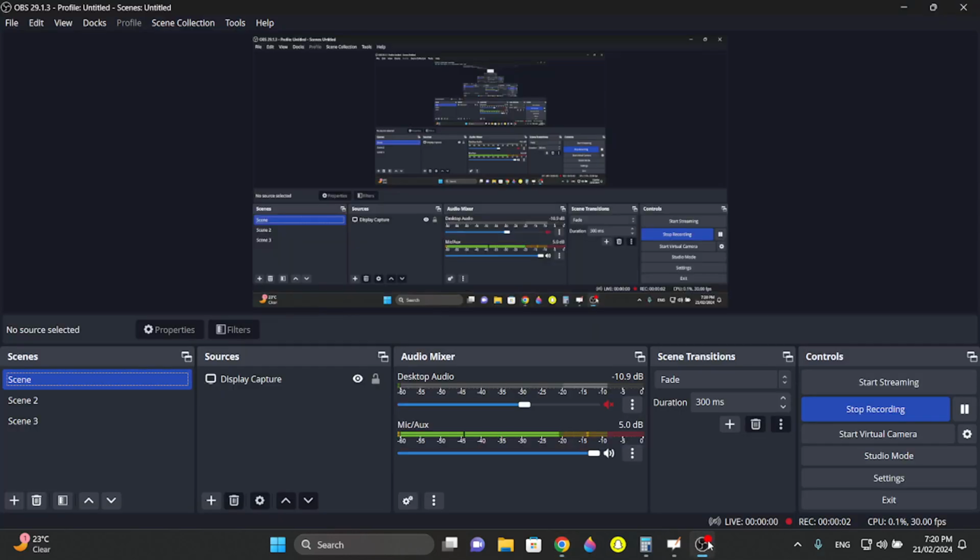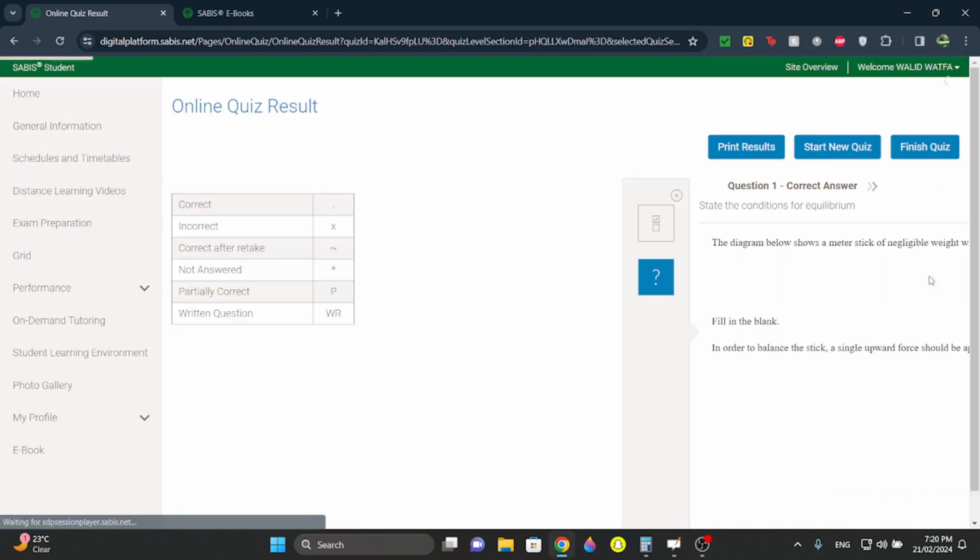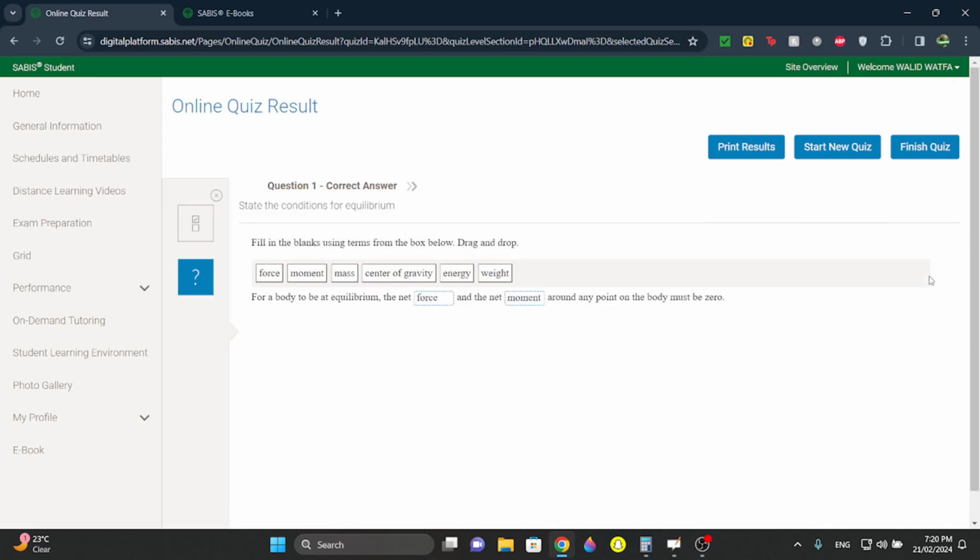Okay, this is the term 2, week 8 Physics CA.